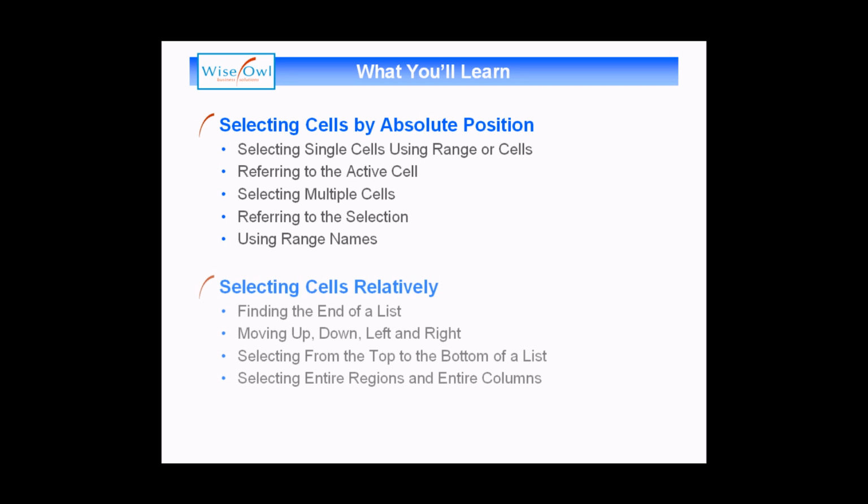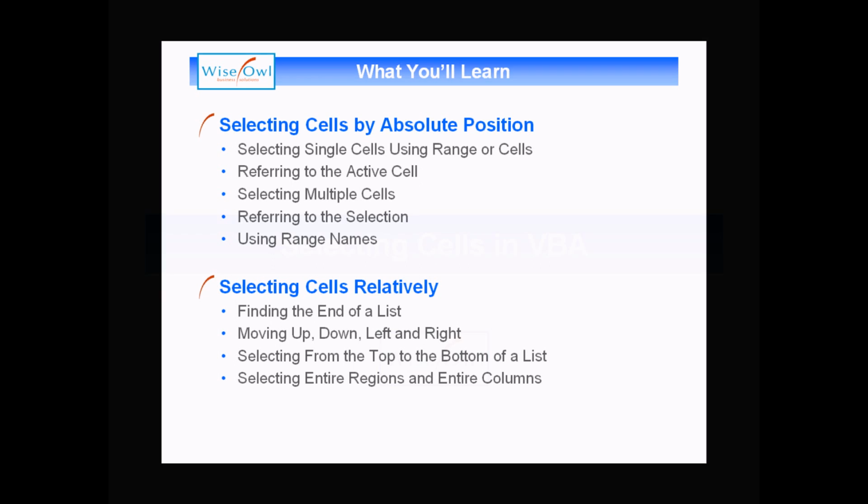Once we've covered absolute positions, we're going to talk about how to select cells relatively. And there's loads of useful things you can do there, such as finding the end of a list, moving up, down, left or right on the worksheet a specified number of rows or columns, and also things like selecting from the top to the bottom of a list, and selecting entire regions and entire columns. So we've got quite a lot to get through, we best get started.